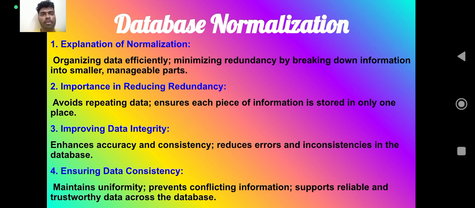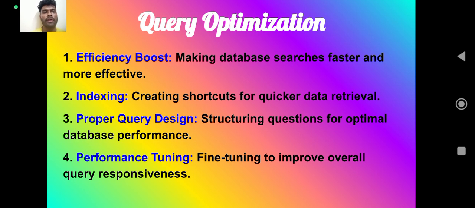Okay, improving the data integrity. Data integrity is nothing but maintaining the accuracy and ensuring data consistency, maintaining the uniformity. Okay, and query optimization. Query means we tell the database so that it can provide the data back to us. It is possible with the help of a query. And for faster retrieval and faster access of the data, we need query optimization.